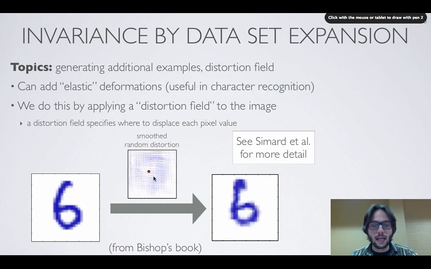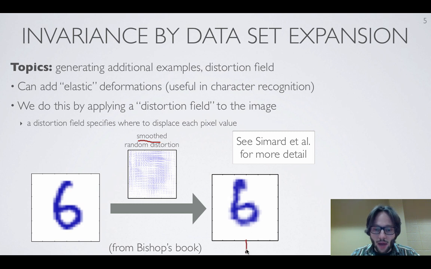However, if we take that random field and smooth it using some smoothing kernel, doing a correlation or convolution with, say, a Gaussian kernel, then we get a smoother transformation from the original random distortion field. If we apply this distortion field that's been smoothed, then we actually get something like here. This 6 has been transformed into this sort of deformation, which still qualifies as a 6. It's a pretty convincing image of a 6.